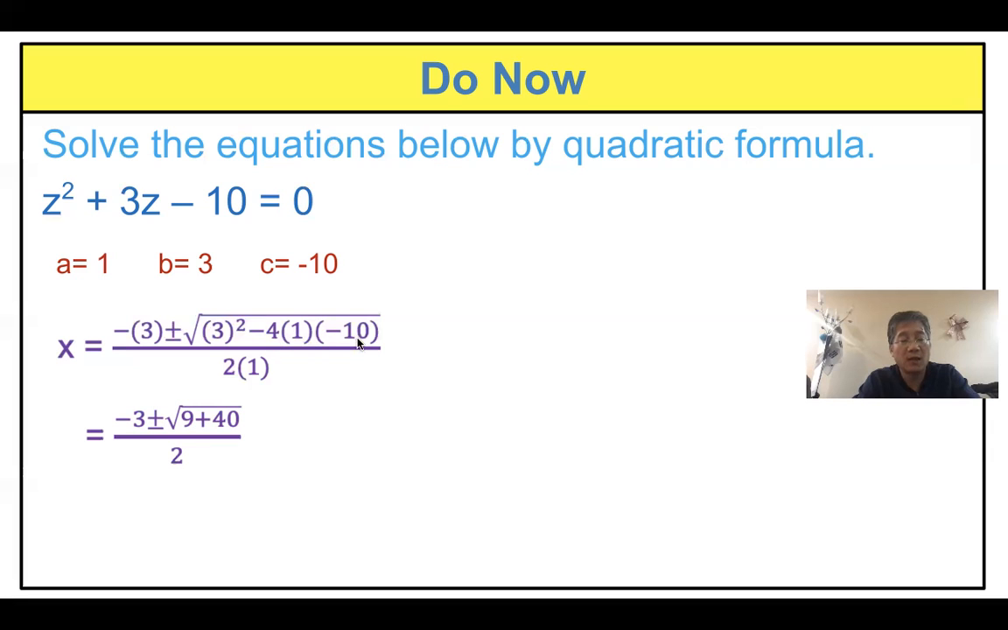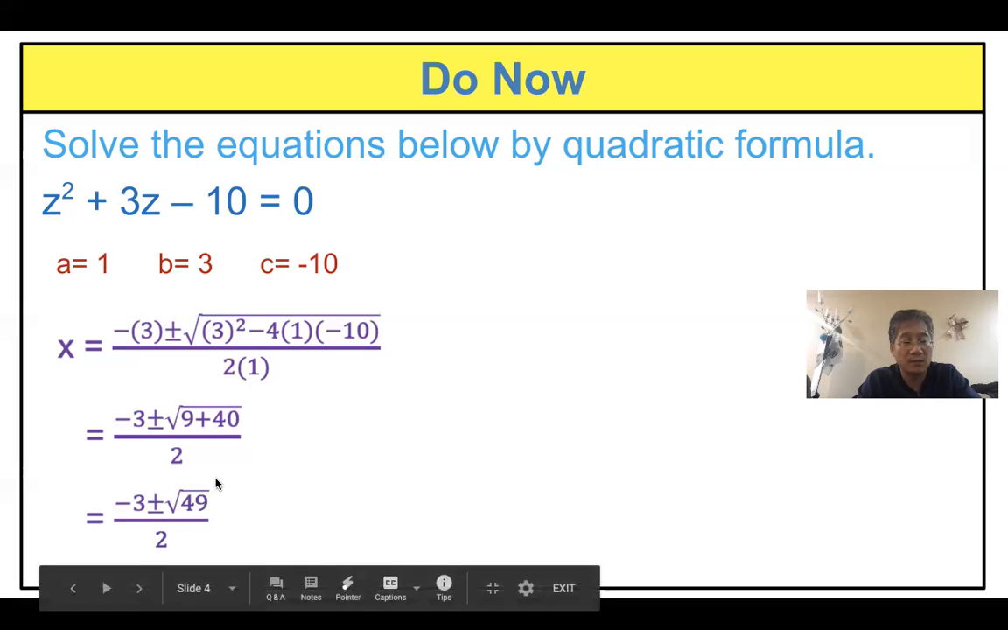4 times 1 times 10, if you multiply, becomes 40. Or you can put everything under the square root, I mean without the square root, okay? Put 3 squared minus 4 times 1 times negative 10 in the calculator. The calculator will give you 49, right? Then it will be square root of 49 like this.